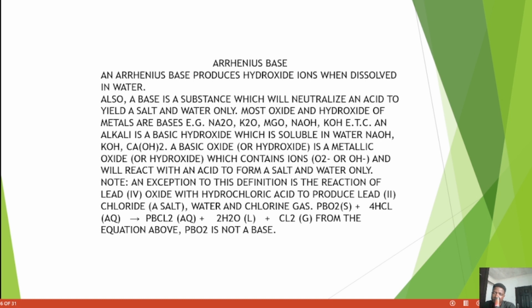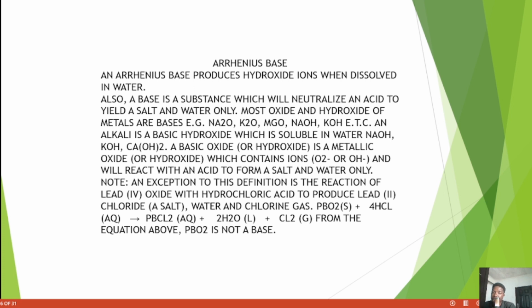Things to take note of is the fact that most oxides and hydroxides of metals are bases. It doesn't mean that every base is an oxide or hydroxide of a metal. But the point is this, that once you are considering a hydroxide or an oxide of a metal, most of them are bases. Examples: sodium oxide, potassium oxide, sodium hydroxide, magnesium oxide, potassium hydroxide, and the rest of them.